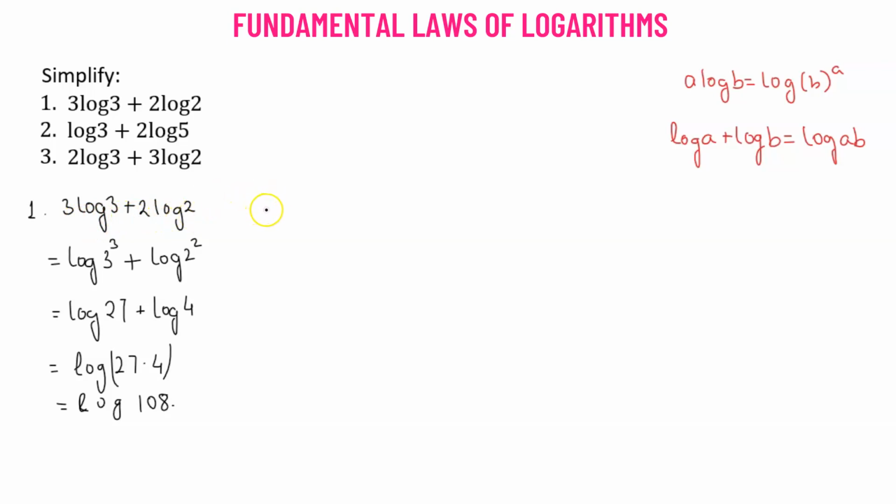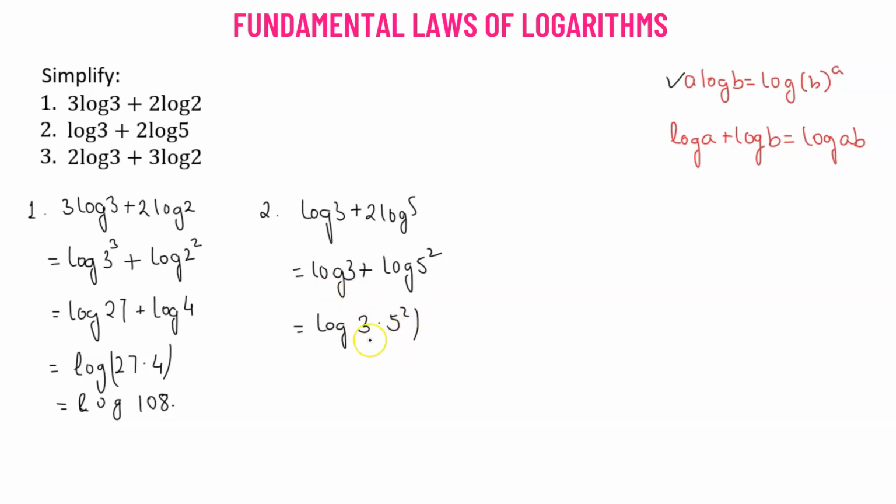So let's try out number 2. So we have log of 3 plus 2 log of 5, which will be equal to log of 3 plus, 2 log of 5 can be written as log of 5 squared. So here we use the property a log b equals log of b raised to the power of a, which will be equal to log of, so here we can now multiply the two logarithms as 3 times 5 squared. So we have log of, 5 squared is 25, 25 times 3, so that will be 75. So this is the simplified value of expression 2.